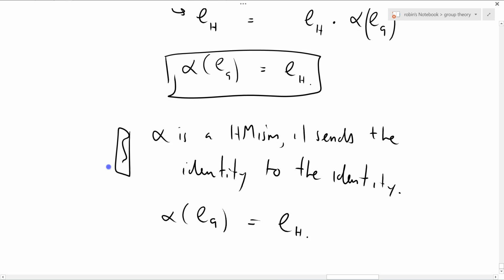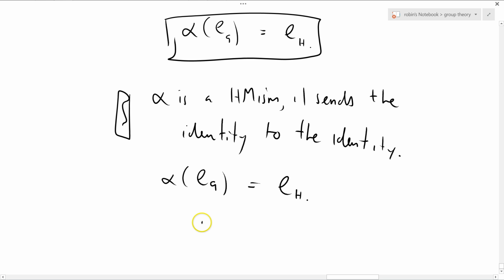So yes, it sends the identity to the identity, but what you really mean is it sends the identity of group G to the identity of group H. You need to keep in mind what is being mapped to what here. So there's the first property of homomorphism, and I'm going to stop there.